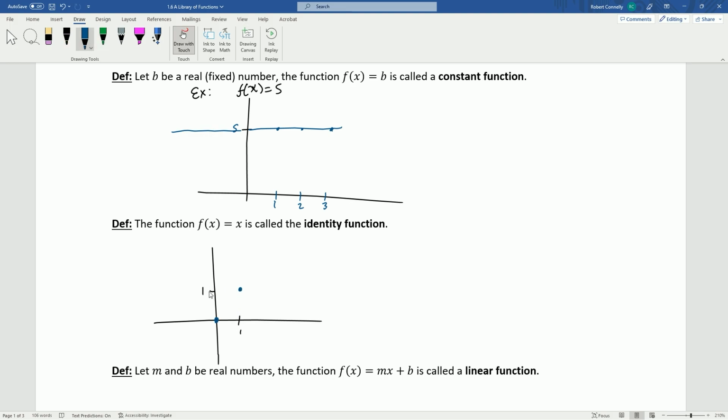Each input corresponds to the same output, right? And this also equates to being a line that passes through 0, 0 and has slope 1. Right, so each time we increase x by 1, our y value increases by 1.